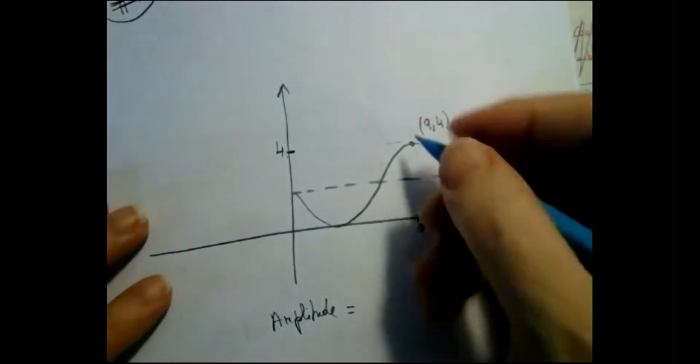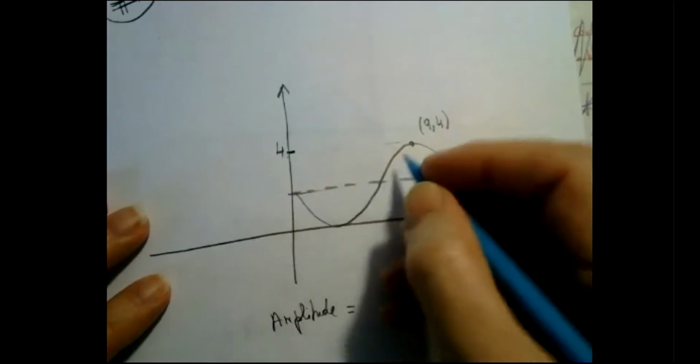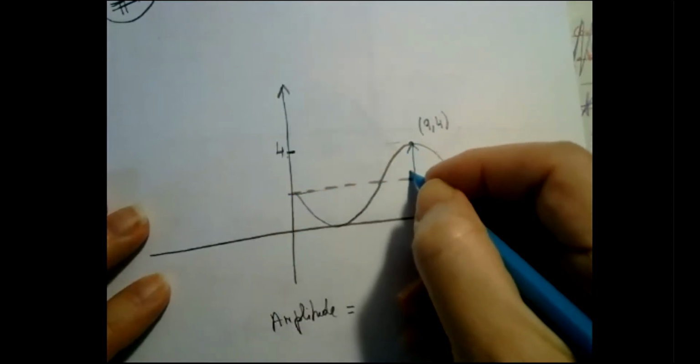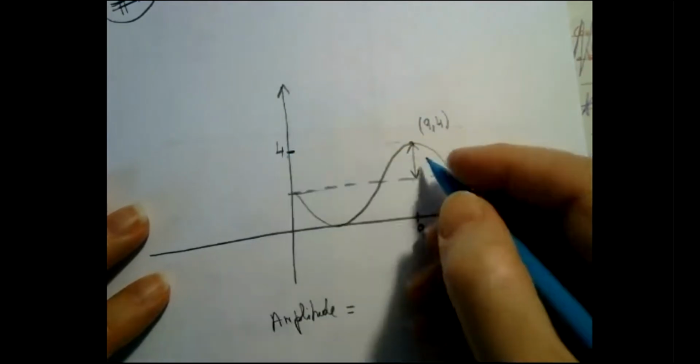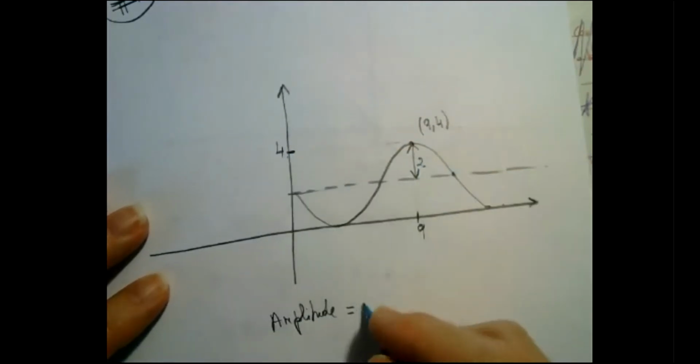Yeah, 2, because the amplitude, so this is the midline. The amplitude is the distance from the maximum to the midline. If this is 4, the amplitude is equal to 2.